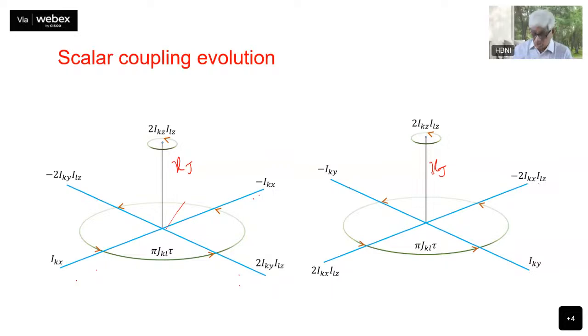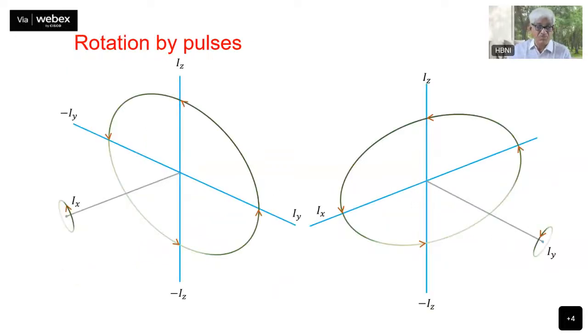Okay, so I think now the rotation by the pulses. Rotations can be along the x or the y axis. We don't talk about the rotation around the z axis here. Rotation around the z axis, of course, we did consider that. Rotation around the z axis was basically chemical shift evolution. Your Hamiltonian was omega k Ikz. So therefore, rotation around z is actually chemical shift evolution.